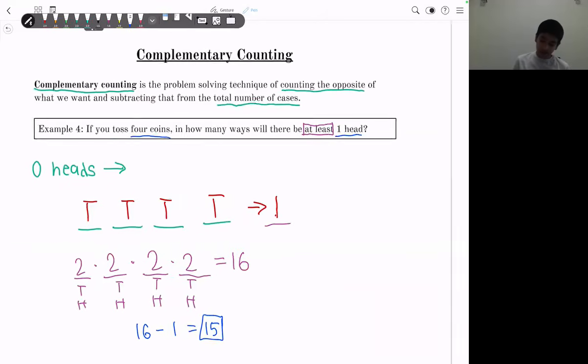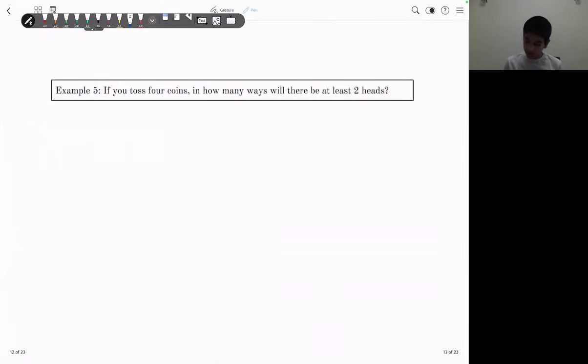Okay, so I think I'm going to move on to this next problem here. This is very similar. If you tossed 4 coins, in how many ways will there be at least 2 heads? So again, at least. Make sure you remember that at least. At least means that we use complementary counting. You should just know that, oh, at least is probably a sign that complementary counting is what I should use.